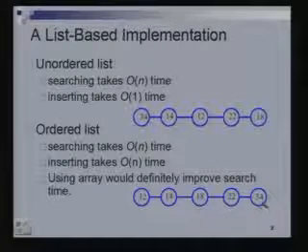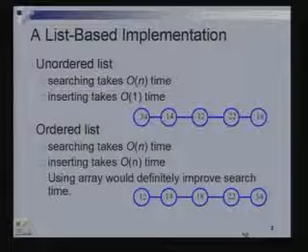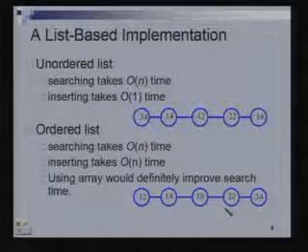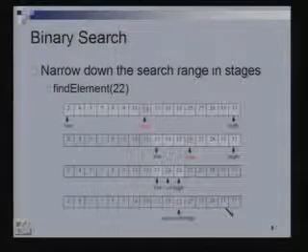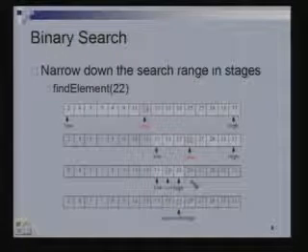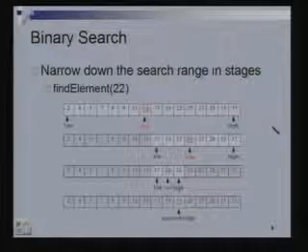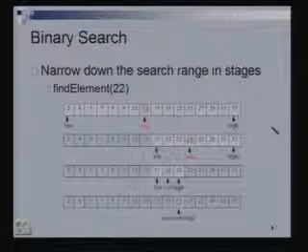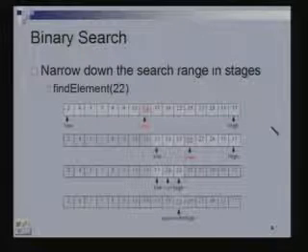If we use an array, searching can improve, and we have seen an example of how to do this. We use binary search. If you put the ordered elements in an array, then we can do binary search to find the element in logarithmic time, log n time.